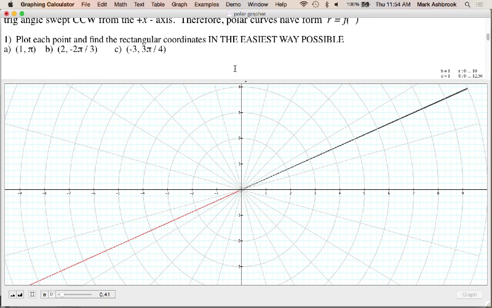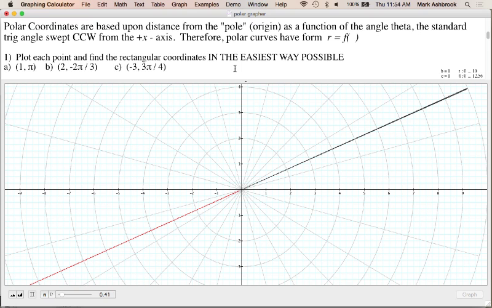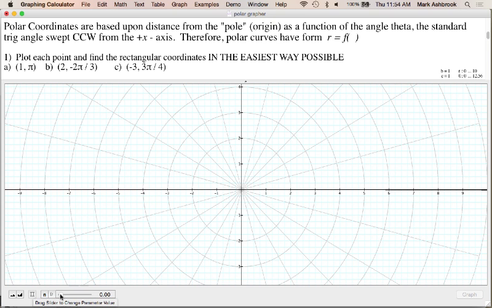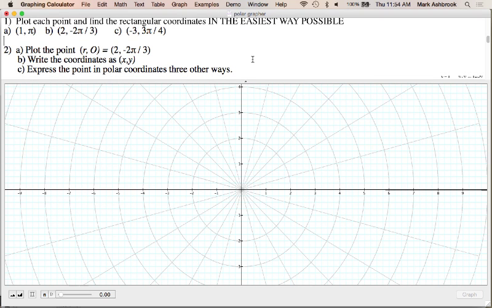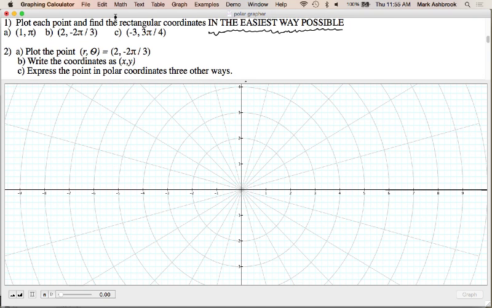Oh, and what about negative angles? We talked about r being negative, which means you go in the opposite direction, backwards from the angle that you're at. What about theta being negative? Just like trigonometry, a negative angle would sweep clockwise from 3 o'clock. Okay, so I want you to plot these. And part C, I want you to figure out 3 other ways to express that same point in the plane. Okay, so work together on these.